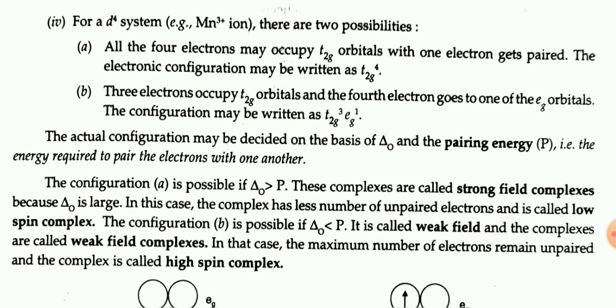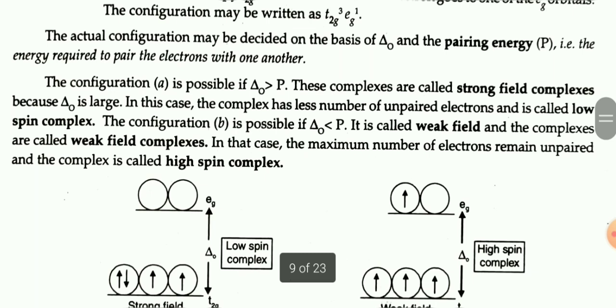The actual configuration may be decided on the basis of Δ0 and the pairing energy P, that is the energy required to pair the electrons with one another. The first configuration is possible if Δ0 is greater than P. These complexes are called strong field complexes because Δ0 is large. In this case the complex has fewer unpaired electrons and is called a low spin complex.